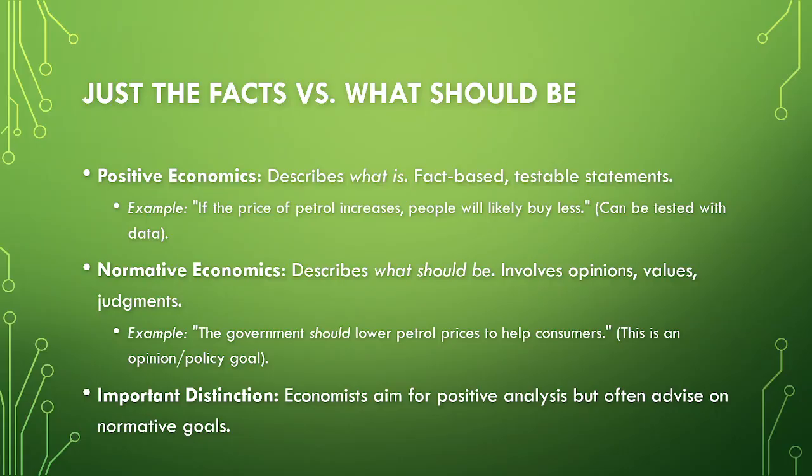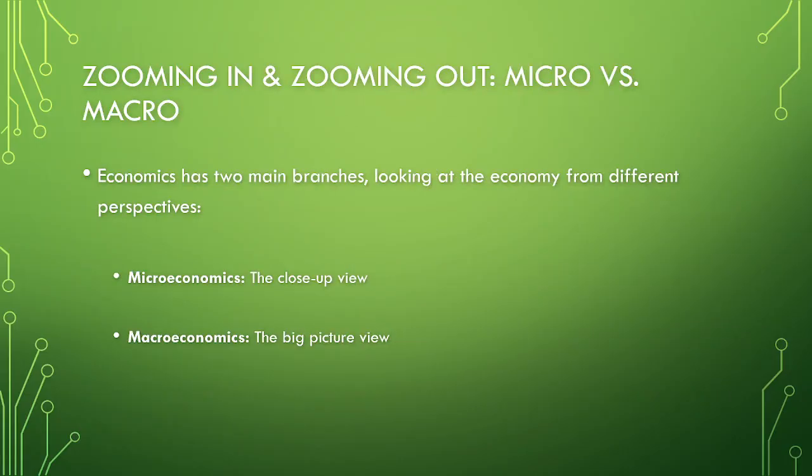Now, the main event. Economics basically splits into two big branches. It's like looking at the world through different lenses. Microeconomics is the zoom-in lens. It's completely focused on very small things. And macroeconomics is the wide-angle, big-picture lens. So these are the two branches, microeconomics and macroeconomics.